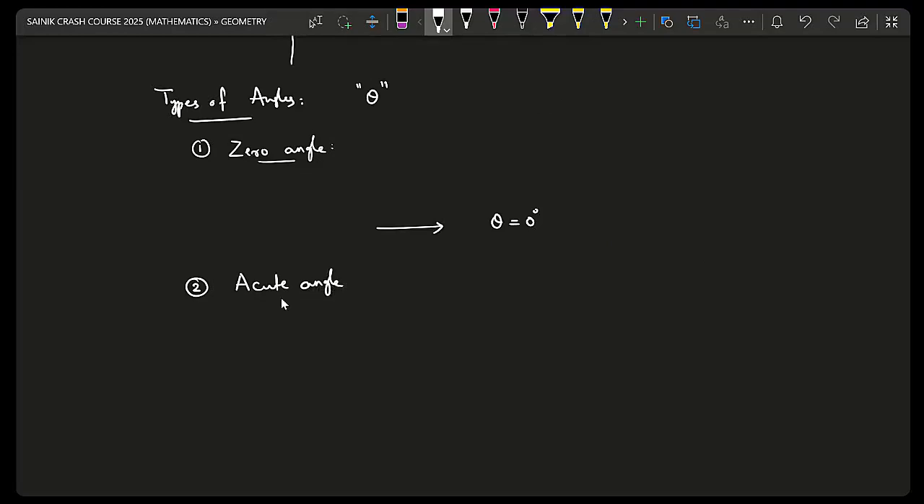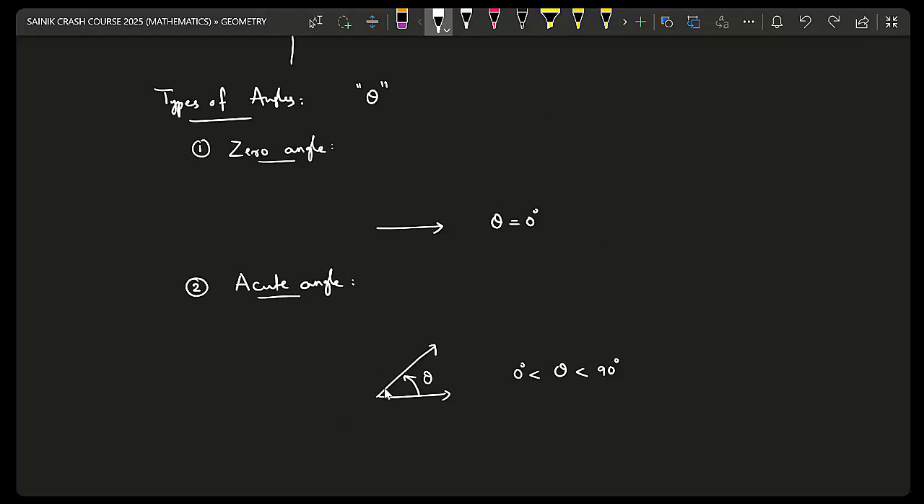What is acute angle? Here is the initial arm, and this is the terminal arm, and this is the rotation required. If you call this theta, the angle is more than 0 degrees but less than 90 degrees. Just now we learned about 90 degrees. One right angle is 90 degrees. So I'll show the right angle here with dots. This is the right angle now. You can see this theta is less than 90 degrees. That's why it is called acute angle. It should be more than 0 degrees and less than 90 degrees. Then it is called acute angle.